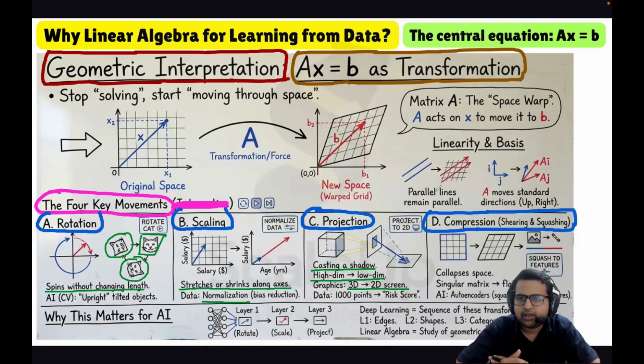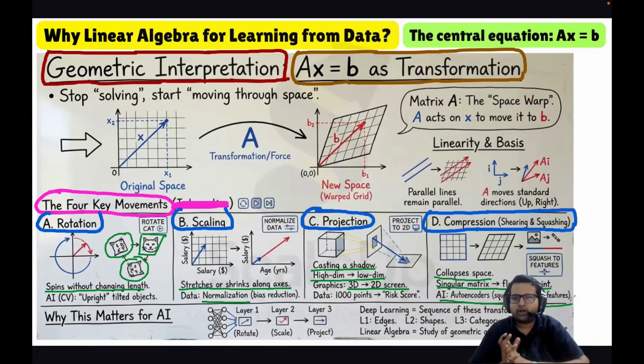So in compression, the transformation matrix will compress the space of the input vector. It will squash the input vector either into a flat line or a single point. In artificial intelligence, this is the core of autoencoders. So we take a high definition image and squash it into a tiny vector that captures only the most essential information, and then we try to reconstruct it later. So squashing is what compression is.